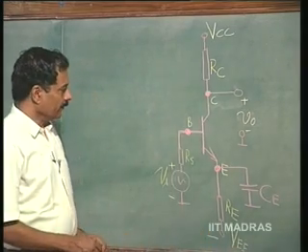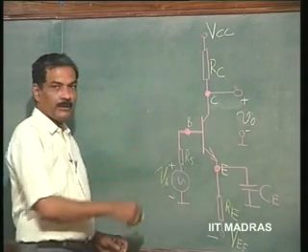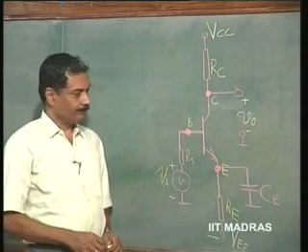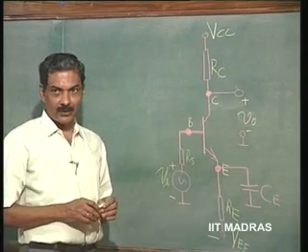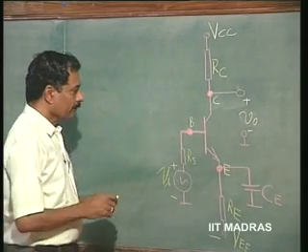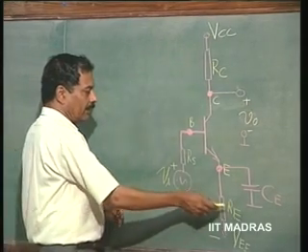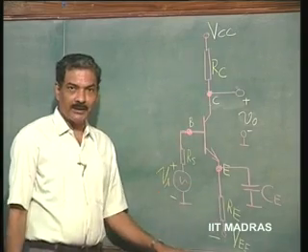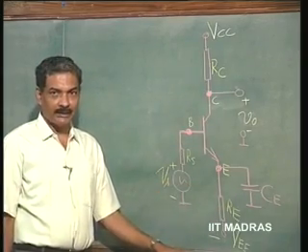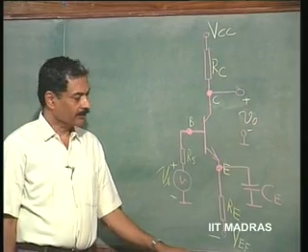In the last class, we discussed this common emitter amplifier. Today, let us look at the complete picture of the amplifier. This RE and RC resistors have been introduced in order to do the biasing for the transistor.